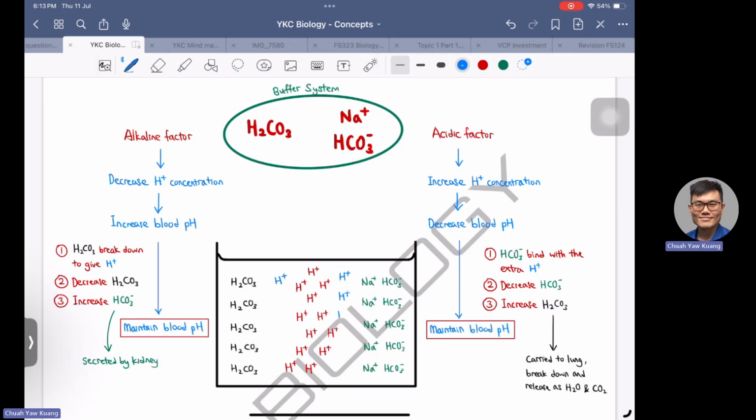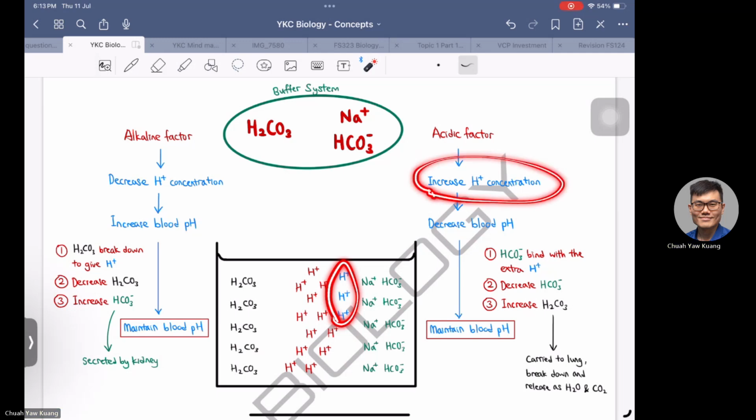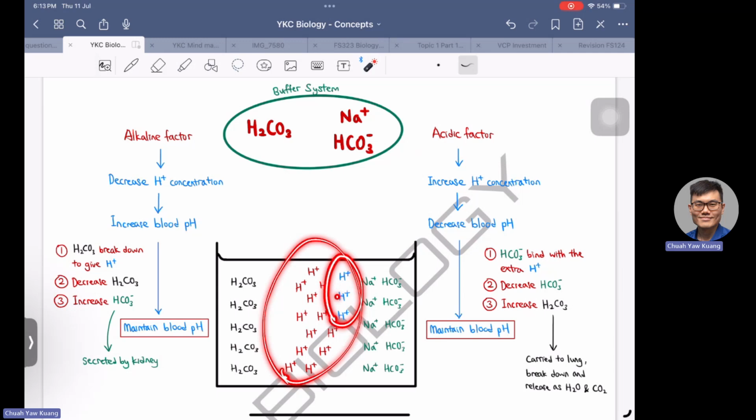Maybe I will draw it here. So this blue color one is the added hydrogen ion concentration. So when there's extra hydrogen ion, that means it is going to decrease the blood pH if we don't have the buffer system. So now we have the buffer system. The buffer system will prevent the blood pH from decreasing. It wants to maintain our blood pH. So in order to maintain the blood pH, the buffer system will remove this extra hydrogen ion.